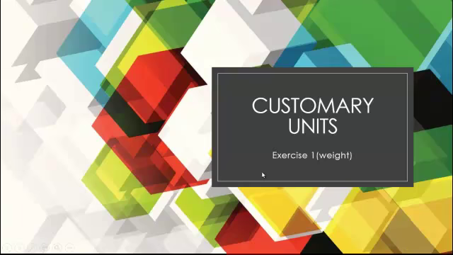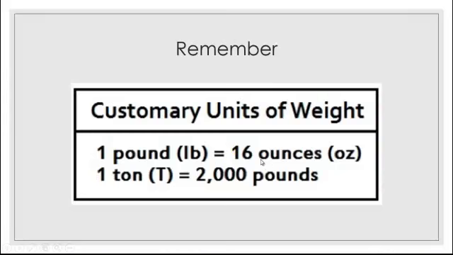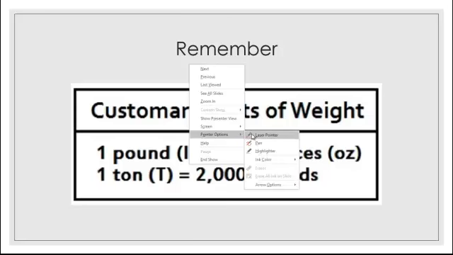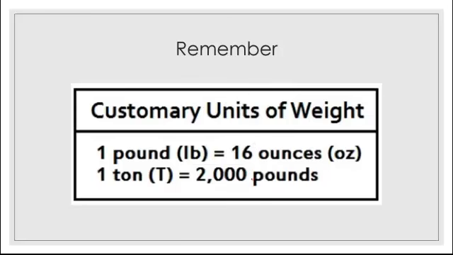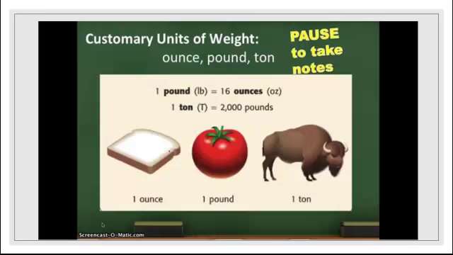Remember that our units of weight are as follows. 1 pound equals 16 ounces. 1 ton equals 2,000 pounds. Okay? And remember that ounces is the smallest customary unit of weight, then the pound, then the ton.